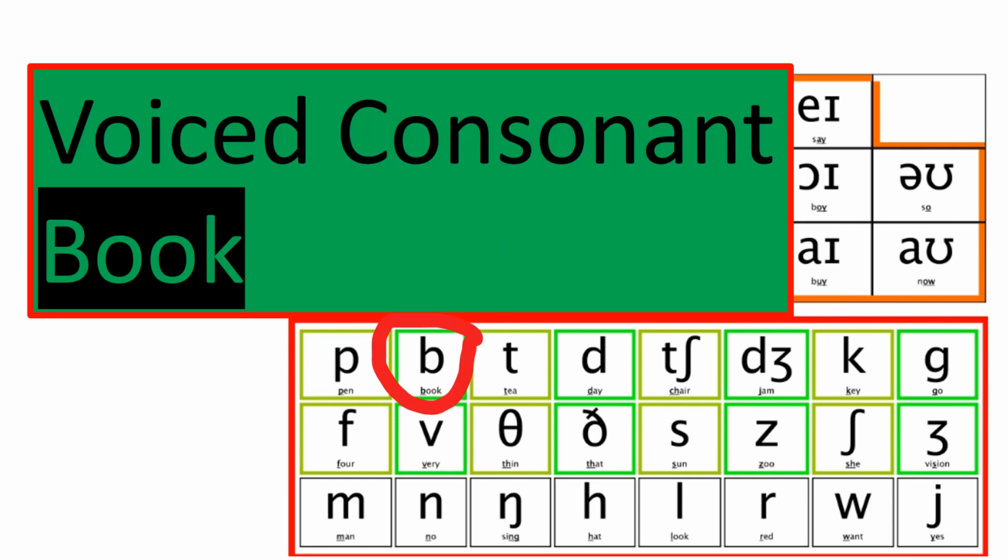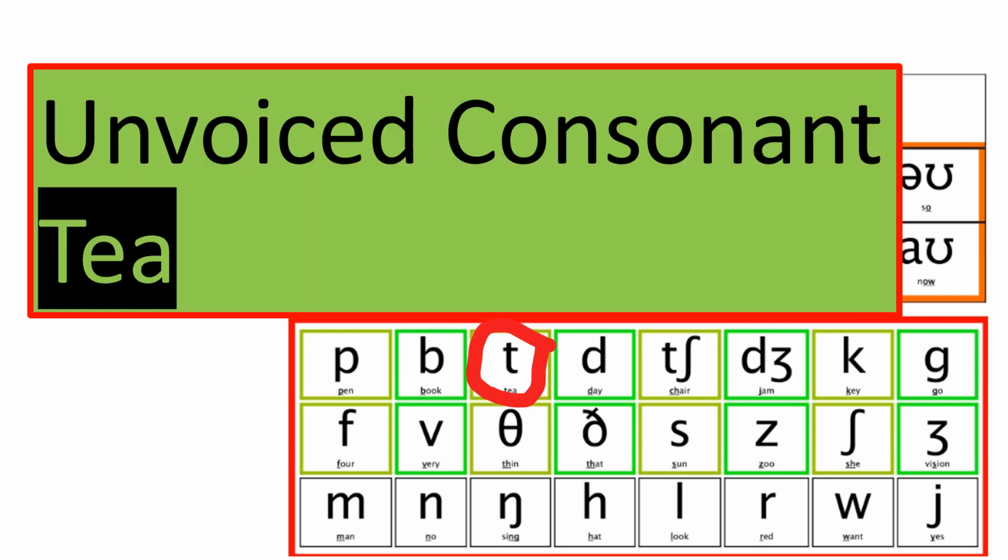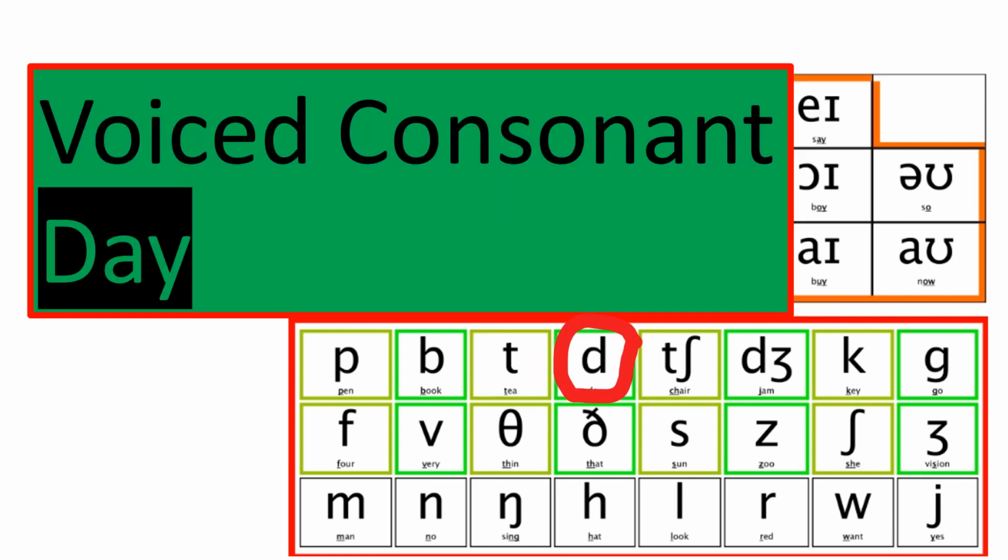A voiced consonant means that there is voice or vibration coming from the voice box when the sound is pronounced. B, as in book. Unvoiced consonant t, as in tea. Voiced consonant d, as in day.